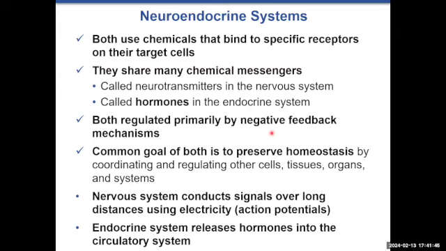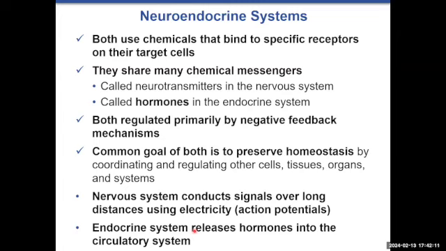Okay, so the common goal, again, of both the nervous system and the endocrine system is to preserve homeostasis by coordinating and regulating other cells, tissues, organs, and systems. And then we talked about this. The nervous system is going to conduct signals over long distances using electricity through action potentials, APs. And then the endocrine system is going to release hormones into the circulatory system.